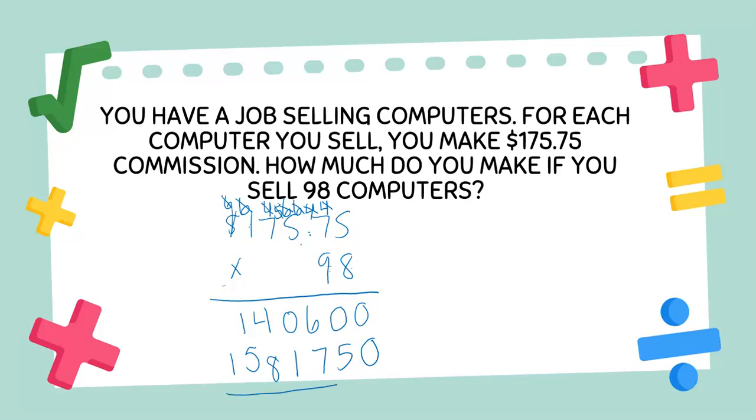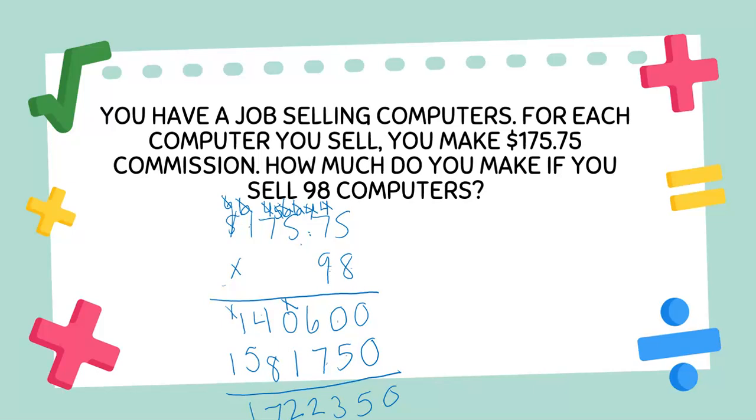Now we add up our columns. 0 plus 0 is 0, 0 plus 5 is 5, 6 plus 7 is 13. Put down the 3, carry the 1. 1 plus 1 is 2. 4 plus 8 is 12. Put down the 2, carry the 1. 1 plus 1 plus 5 is 7. Bring down the 1. But we are not done.